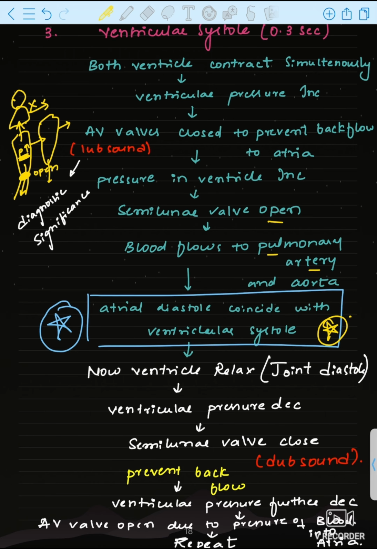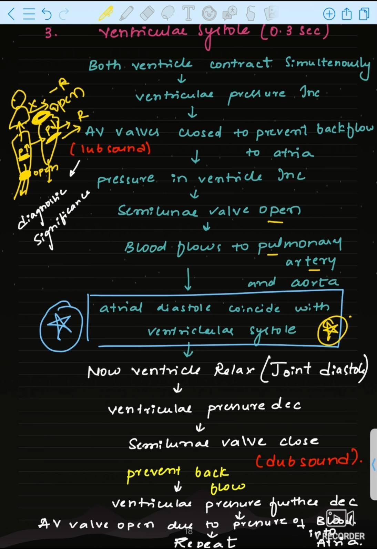So now the ventricles start relaxing. Then pressure decreases. That's why the semilunar valves, as I told you, will close to prevent the backflow. So first these will close, and as pressure decreases further, the atrioventricular valve will open because it's a relaxation state.